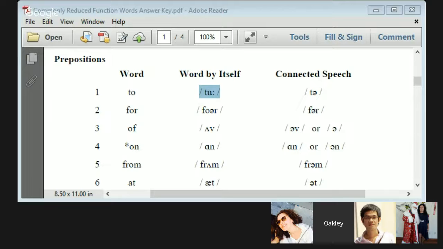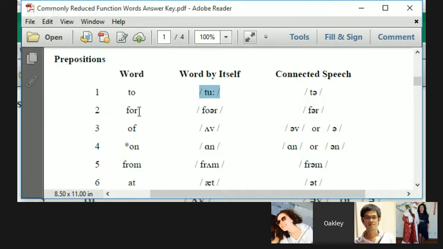When we have these short function words that end with vowels, we may want to use a Y or a W sound to help us connect with a vowel, or we may reduce it and drop that Y or W sound in order to connect with a consonant. So to school, to work. There you go.